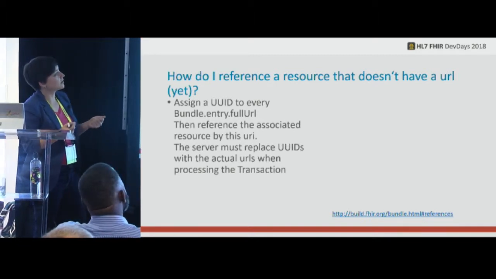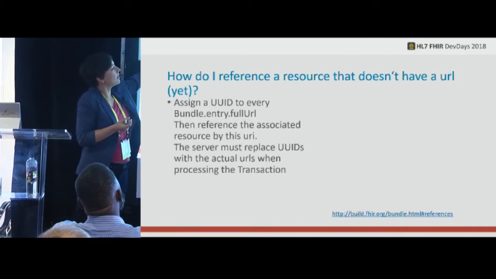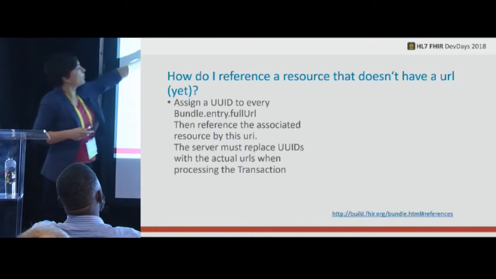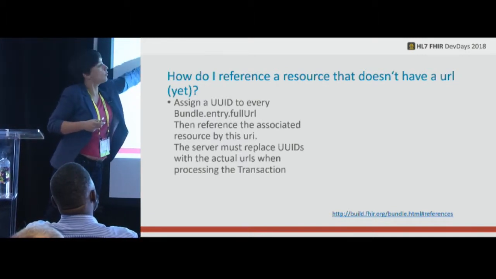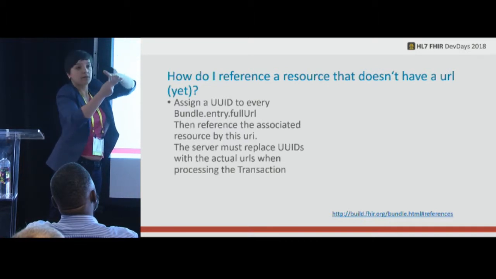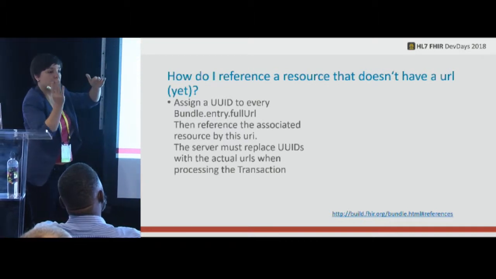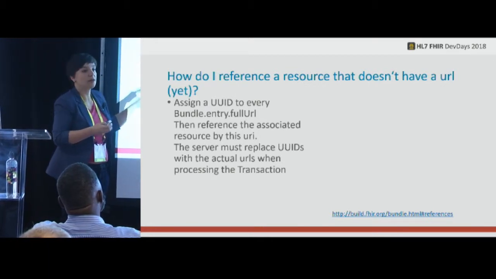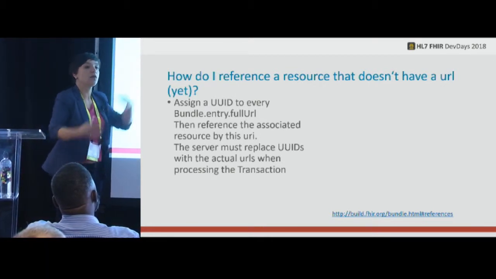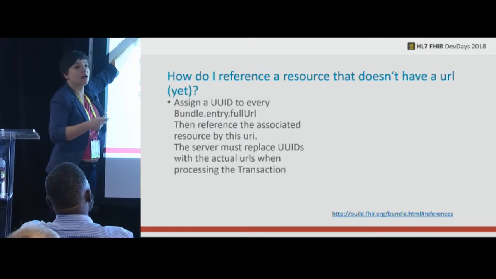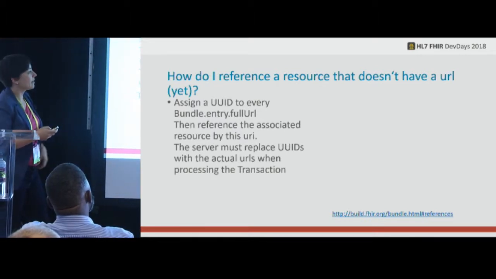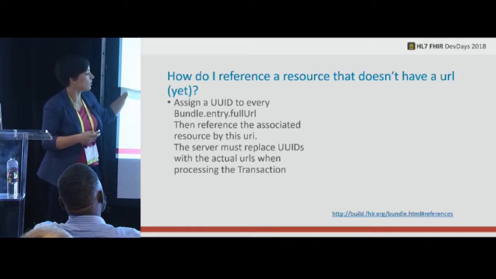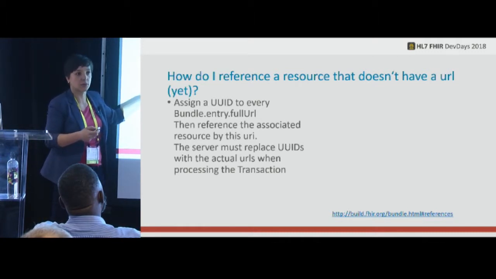And the solution is to simply create a UUID at runtime and put it into the bundle entry.fullUrl, right before we put the actual resource in there. And then we can use this URL to reference this entry in our bundle from other resources. And the server will then replace the UUIDs with the actual URLs once it's processing the transaction bundle.